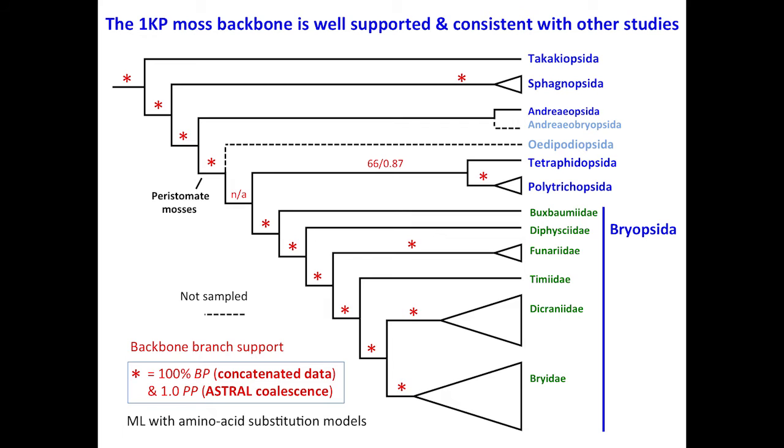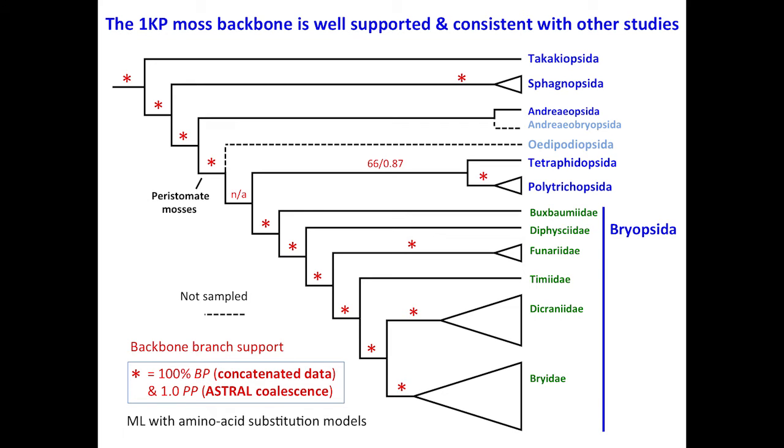A star here means 100% bootstrap support, both from the concatenated analysis and from the ASTRAL analysis. This has been done in different ways. This particular version is an amino acid substitution model, but they all pretty much have the same sets of relationships. So there's a lot of confidence here in the relationships. This particular one has proved to be a very hard one to resolve, between whether there's a clade of Tetraphidopsida and Polytrichopsida, or whether they form a grade.